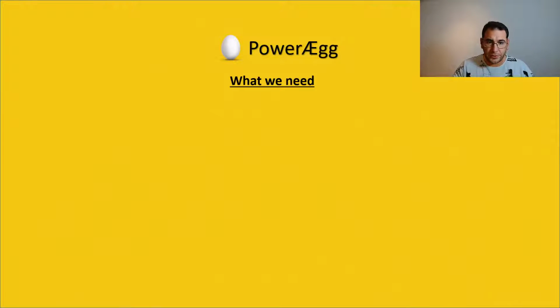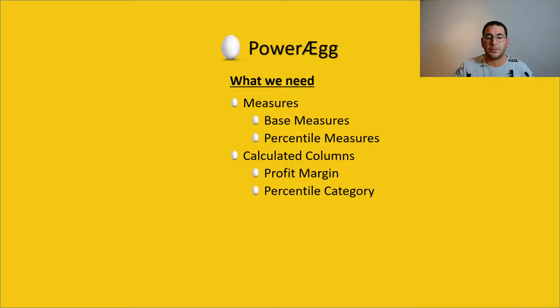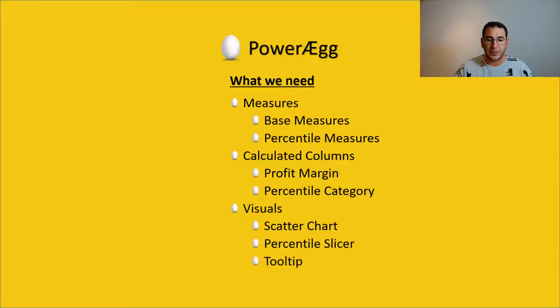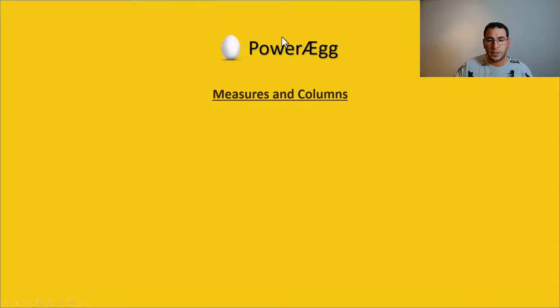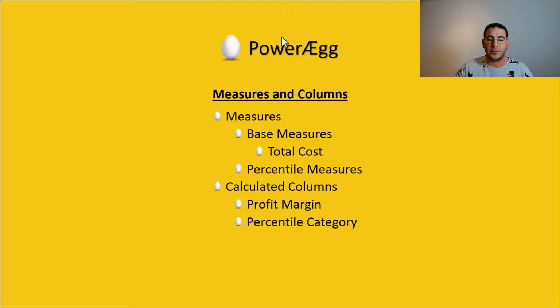Okay, what we need for this report. First, we need the measures. These are our base measures and our percentile measures. Then we will create our calculated columns, which are the profit margin and the percentile category. And then we will do the visuals, which are the scatter chart, a percentile slicer, and finally, a tooltip. Let's get started with our measures and columns. Our measures will be our base measures, which would be the total cost, and our percentile measures. Then we have our calculated columns, the profit margin and the percentile category.